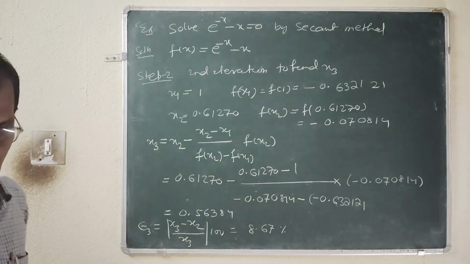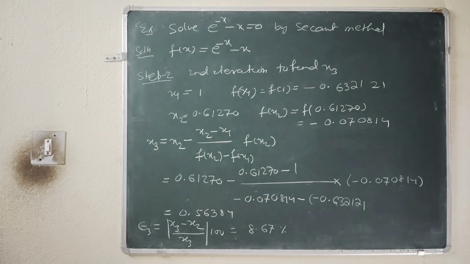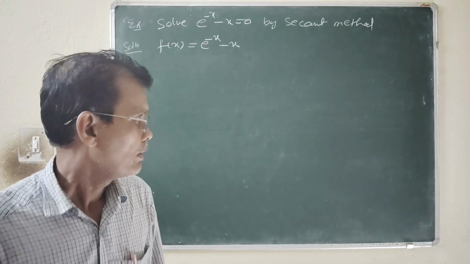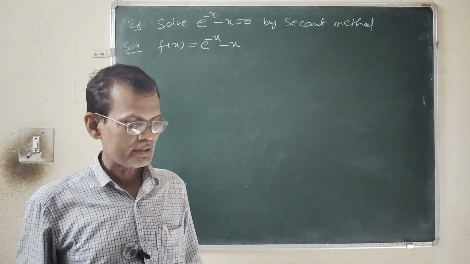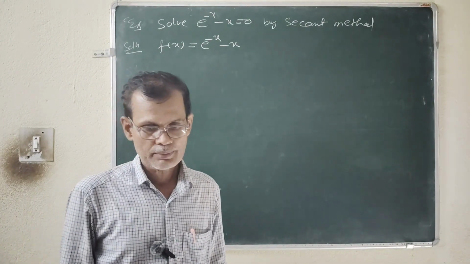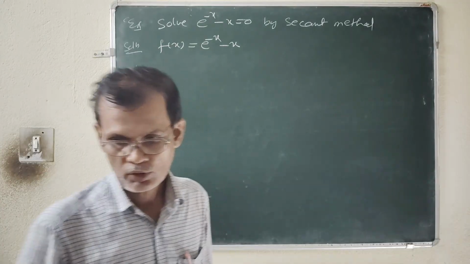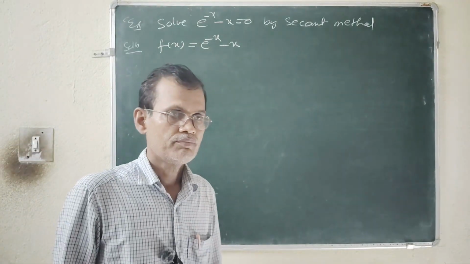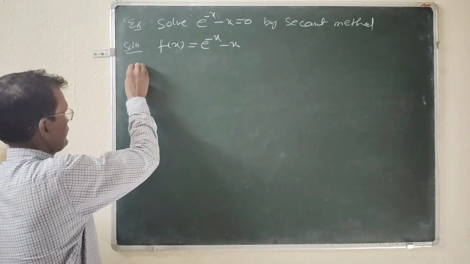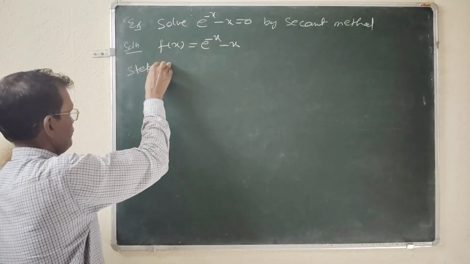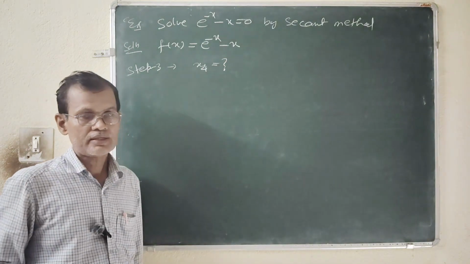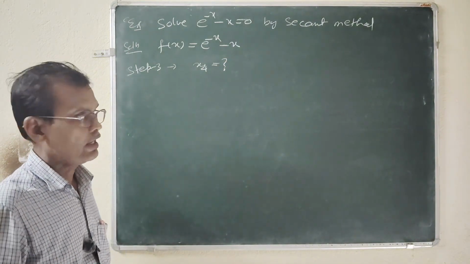Next, in step 2, we have calculated the value of x3 and we found the error, that is 8.67, and 8.67 is not a small error. That is why we will go for the next iteration, that is x4, and we have to calculate it in step 3. What is x4? For x4 we need x3, x2, f of x3 and f of x2.